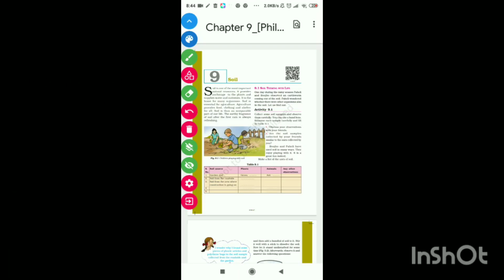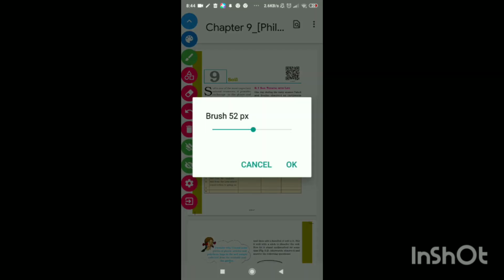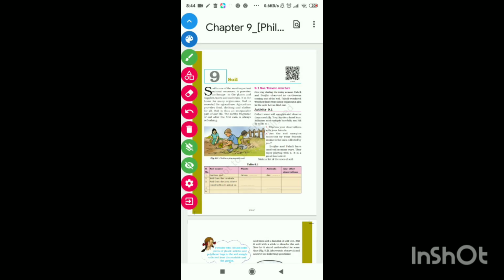Firstly, let's get an overview of soil. So, what is soil? Soil is one of the most important natural resources. It is the home for many organisms. Soil is essential for agriculture. It provides clothing, food, and shelter for all. Soil is thus an inseparable part of life. The earthy fragrance after the first rain is always refreshing.